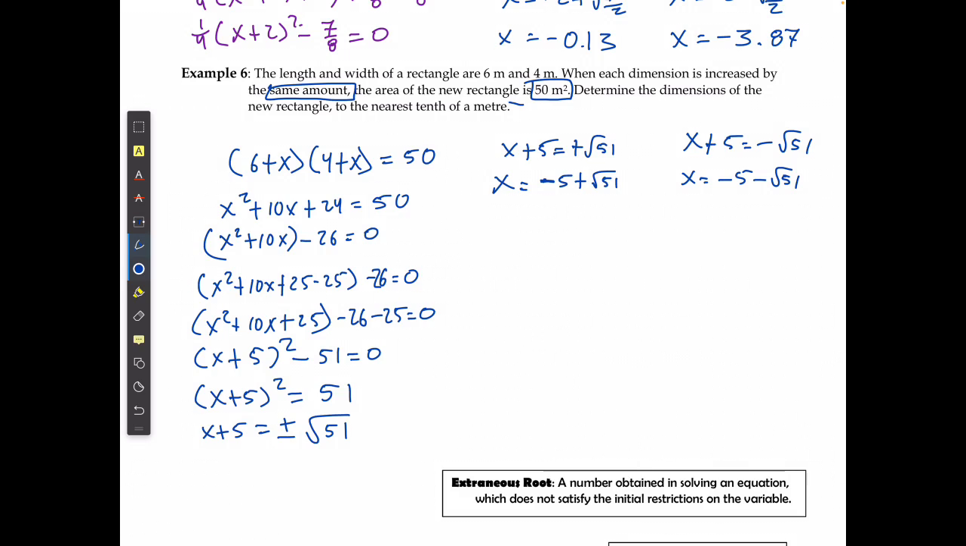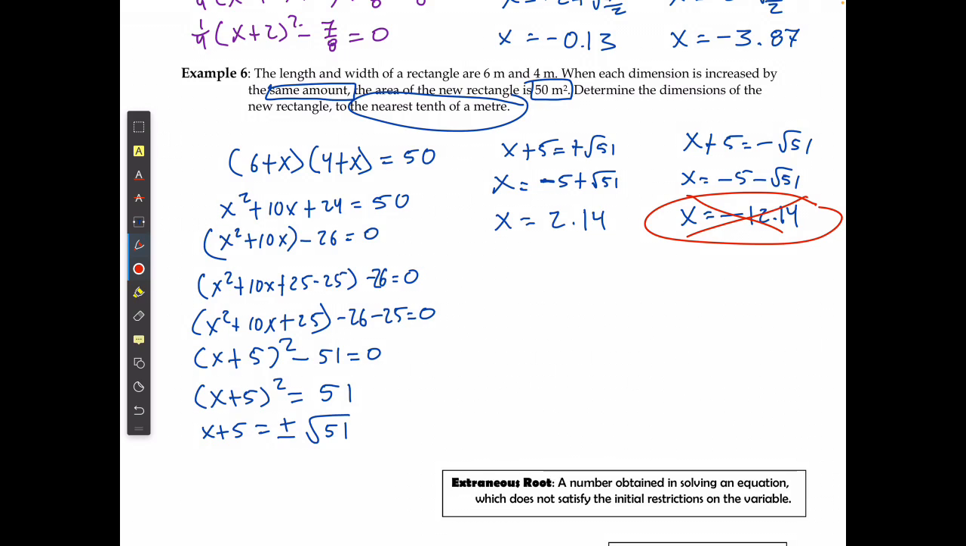One side, because I'm going to solve what they are to the nearest tenth of a meter, is going to give me the possibility that x will actually equal 2.14. The other side is going to give me x is equal to negative 12.14. This answer doesn't make sense given my problem because I'm not going to have a negative side length. So really, I'm just looking at this 2.14.